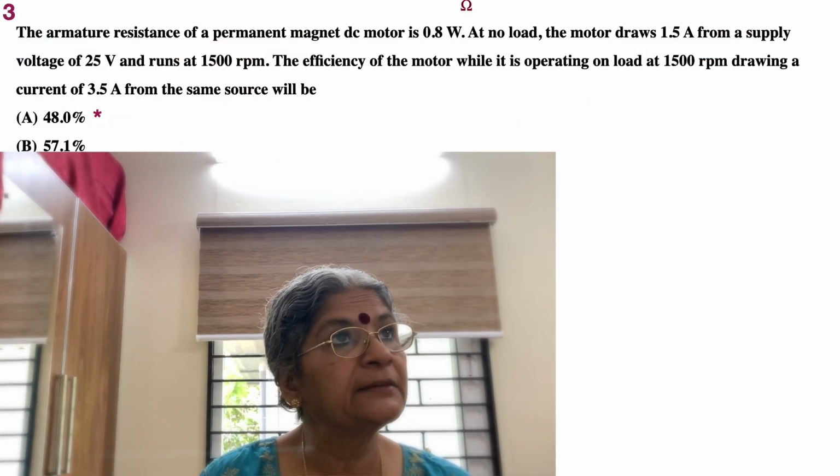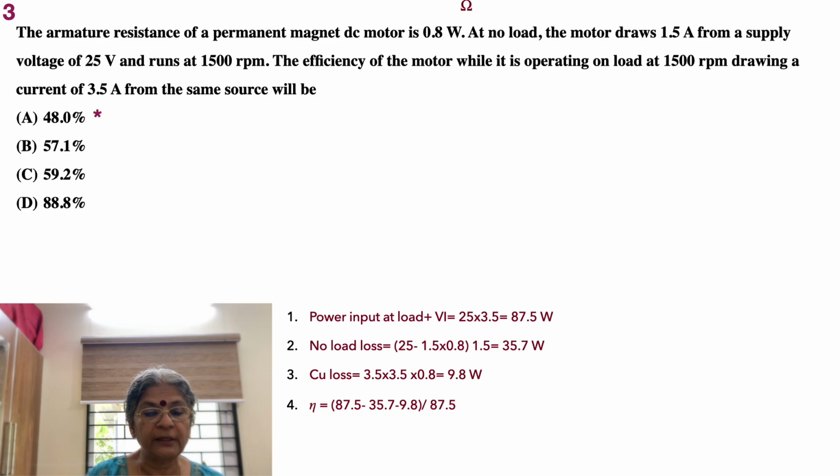So that can be added to the output, or it can be deducted from the input to get the output. So that's only one loss. Another loss is the copper loss. When is the copper loss happening? When the machine is on load. That's given by 3.5 square into 0.8, which is 9.8.